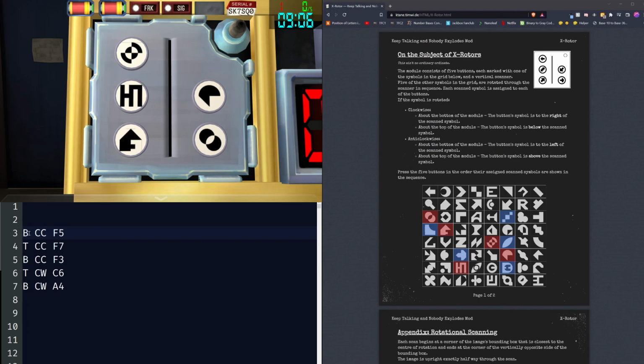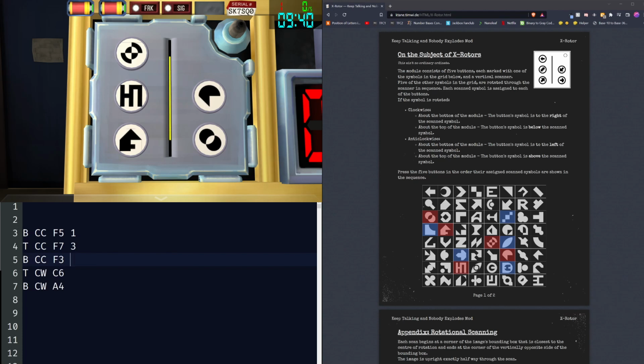Let's take the first one. It's spun clockwise or counterclockwise at the bottom. The button symbols are to the left of the scan symbol. We go to F5 and go to the left. This means that the first rotation requires button 1 to be pressed. Top counterclockwise is above, so F7 is above. That means button 3 in reading order.